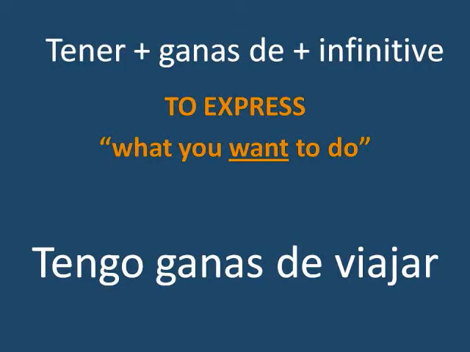Now we're going to learn another use of the same verb tener, but this time to express what you want to do. Take a look at this slide. Let's take a look at another use of the verb tener, this time to express what you want to do. All you have to do is use the conjugated form of tener like we've been doing, and then add the phrase ganas de, and then at the end of the phrase plug in whatever infinitive you would like to use. Look at the example at the bottom, and let's say this together. Tengo ganas de viajar. I want to travel.